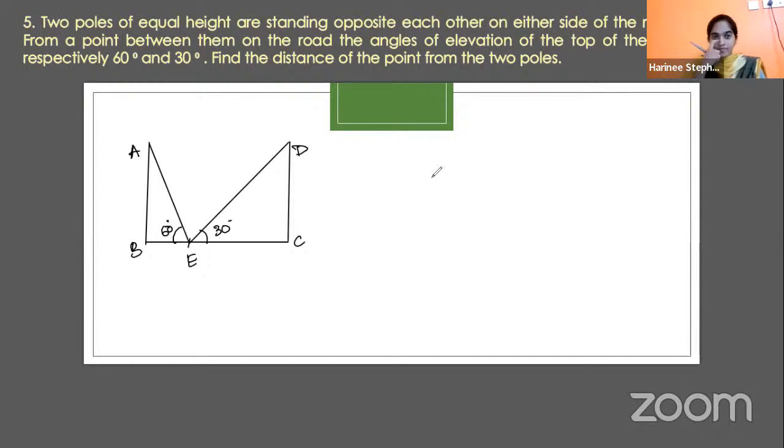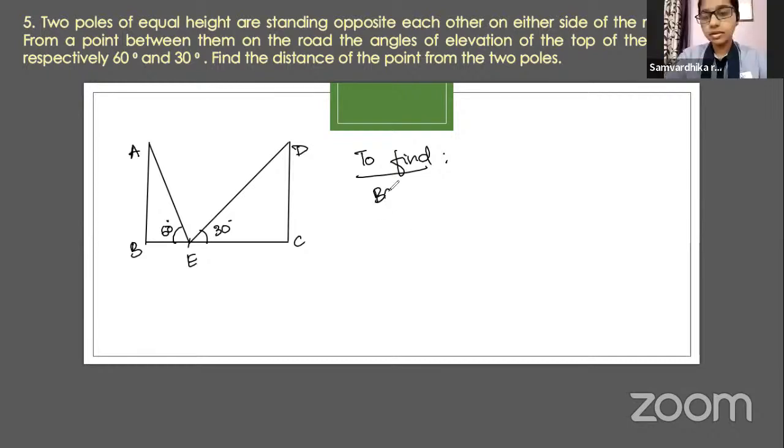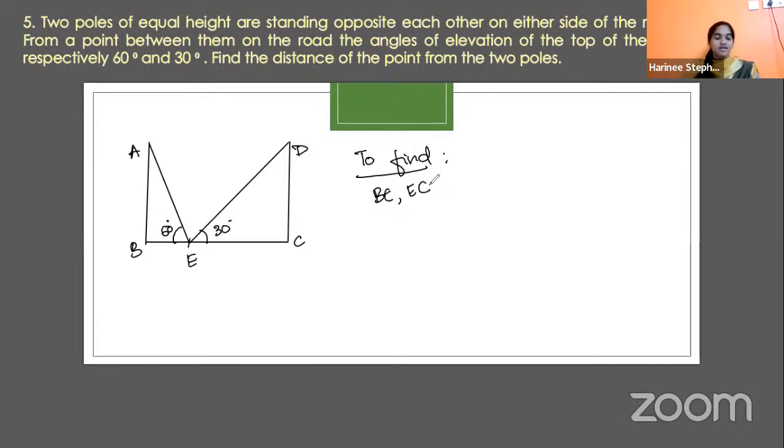Keep it up. So now we need to find the distance of the point from the poles. So what are we supposed to find? Can you name the lengths that we need to find? Is it BE and EC? BE and EC. Yes, very good, correct. No doubt at all. Be confident in your answer.